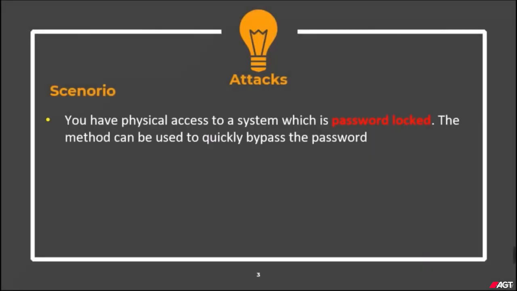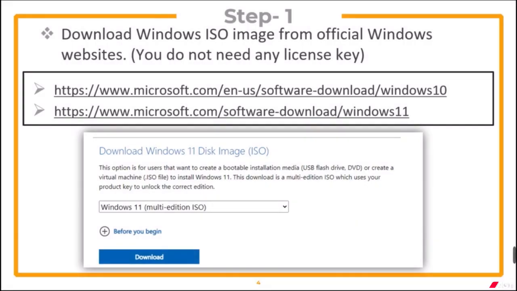It is very useful in a scenario where you have physical access to a system which is password locked. The method can be used to quickly bypass the password. In the first step, download the Windows ISO image from the official website. You can download a Windows 10 or Windows 11 image, and you do not need any license key for this attack.